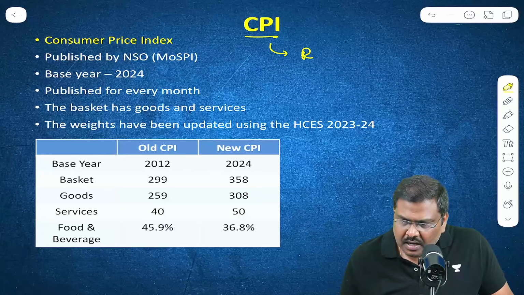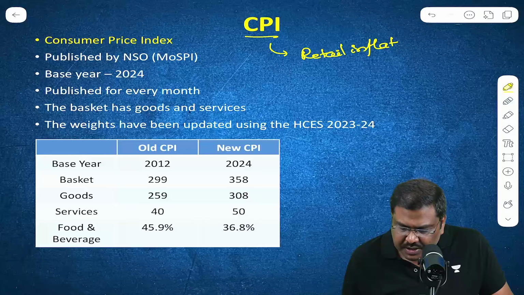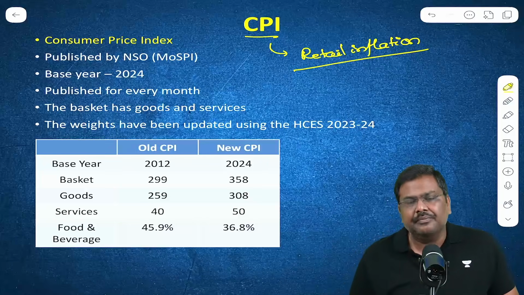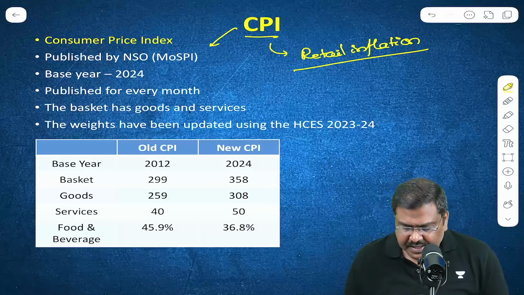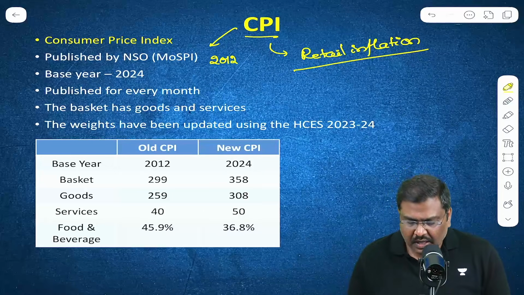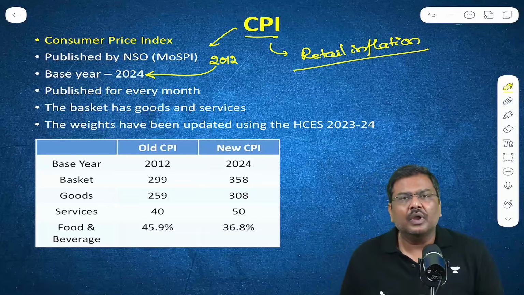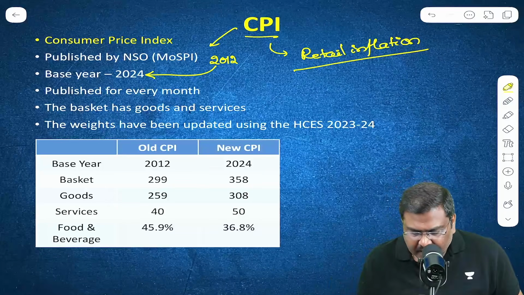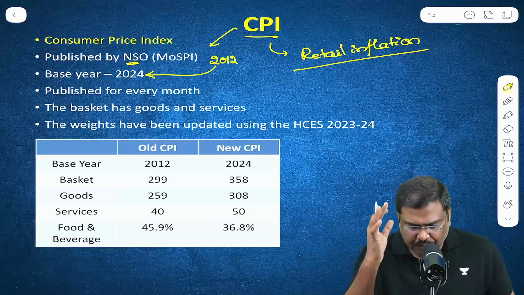Next important set of changes is in the indicator CPI, Consumer Price Index. It is nothing but measuring retail inflation. So what are the important changes? First one, earlier the base year used to publish CPI was 2012. Now the base year has been shifted to 2024. Who will publish CPI? It is published every month by the authority NSO.